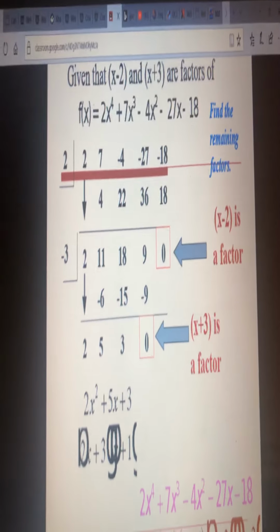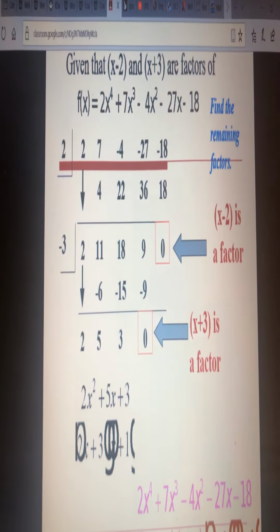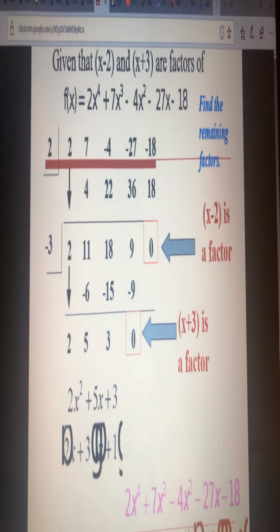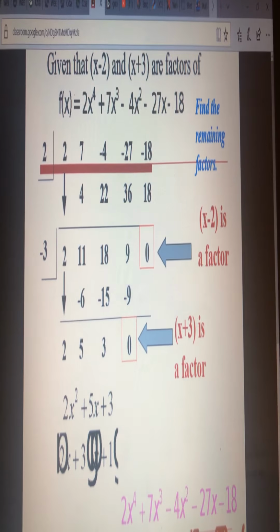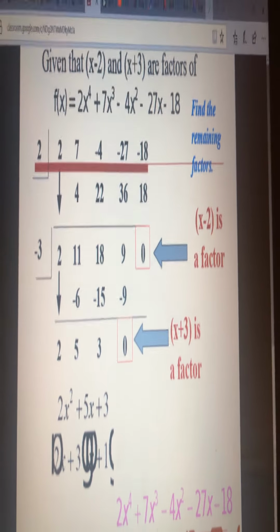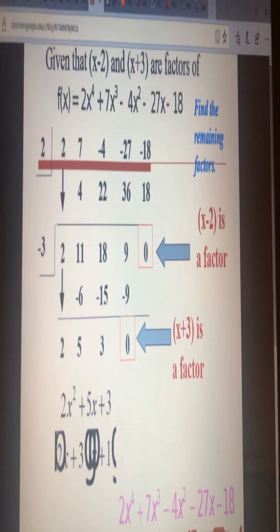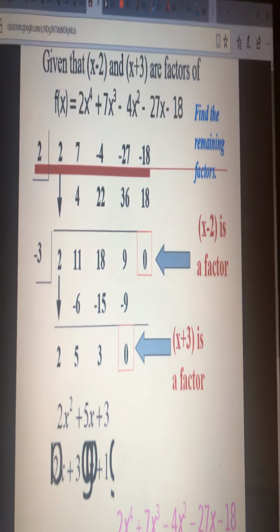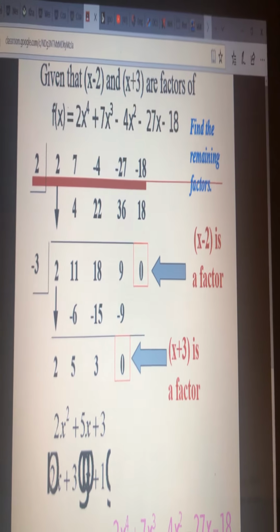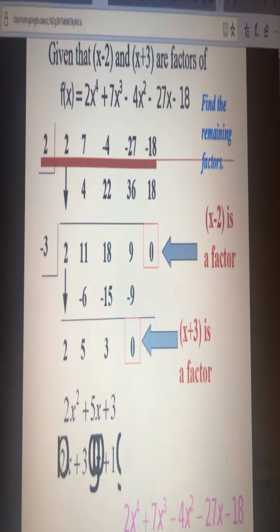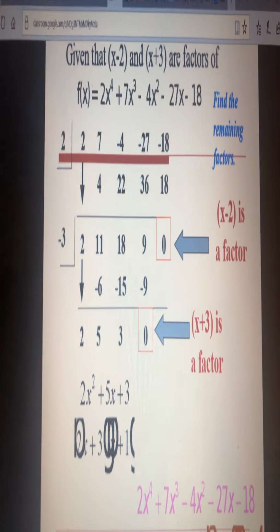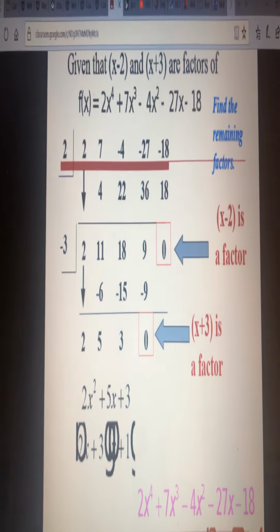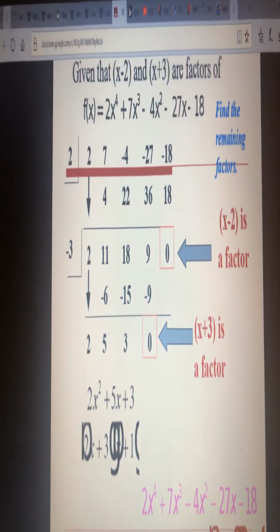It says given that x minus 2 and x plus 3 are factors of f of x equals 2x to the fourth plus 7x cubed minus 4x squared minus 27x minus 18. And wow, that is a huge polynomial there, but they've given us two factors because they want to allow us to be able to use the remainder root theorem with the 2 and the negative 3 and then factor it down. So that's exactly what we're going to do.